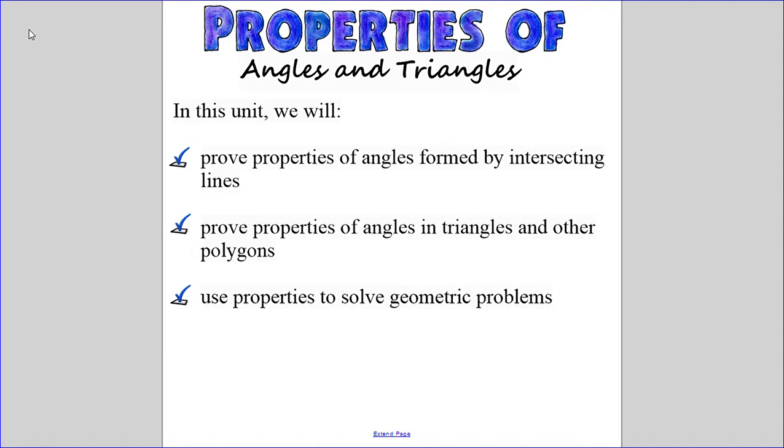We're going to be proving properties of angles that are used in triangles and other polygons, so your squares, hexagons, octagons, and shapes leading up and increasing in side numbers. As well, we're going to use properties to solve some geometric problems.